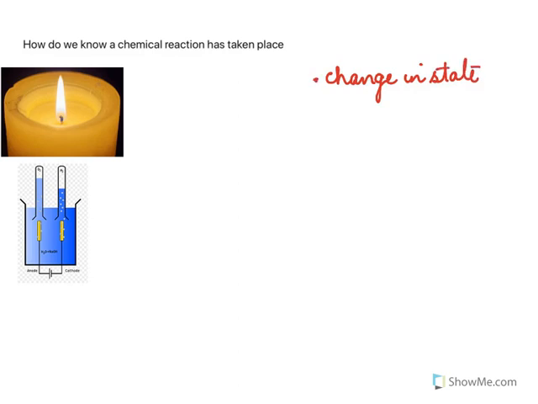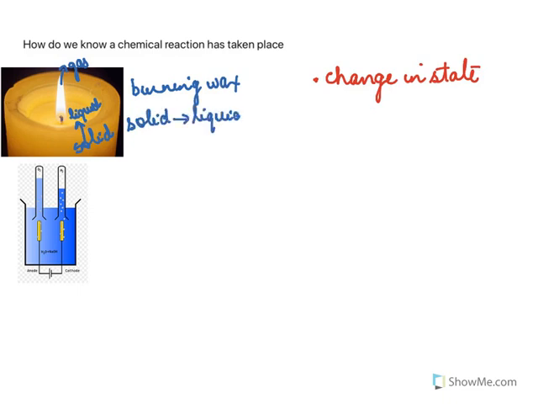Look at the case when we burn a candle. Here is a solid candle. On melting it becomes liquid, and on further burning it then turns into gas. So in the burning of a candle, we know a chemical reaction has taken place because the solid melts into a liquid and then the liquid burns into a gas. So one example of change of state is the burning of a candle.